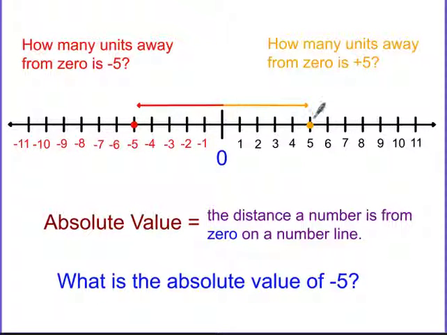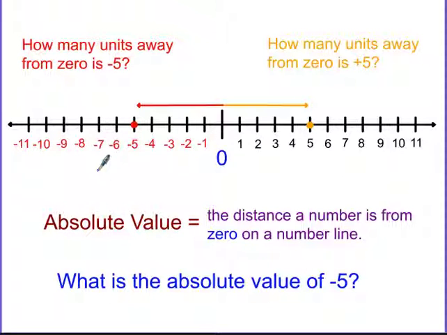So when you think about the number 5, how many units away from 0 is it? 5. It's 5 units away. So we measure 5 units of distance. But how far away is -5? It's also 5 units away. It's just 5 units away in the opposite direction. It's in the negative direction.